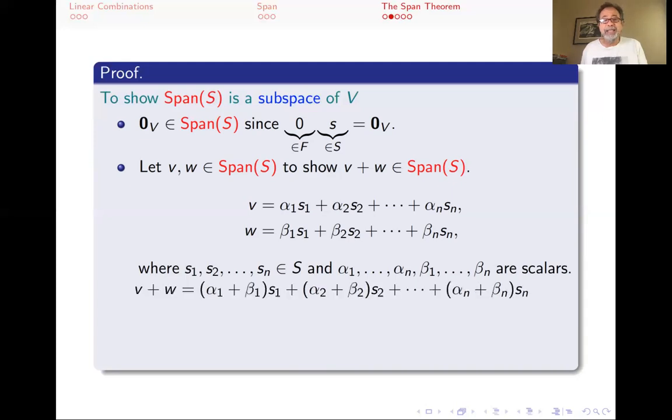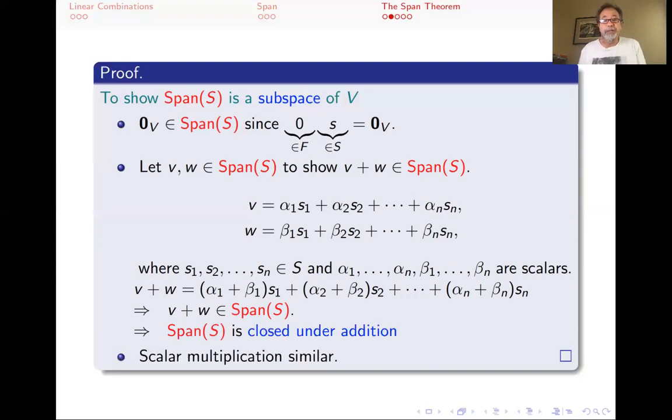Okay, so what do I want to do? I want to add these, and if you add them, you can combine the like terms, and you will see that what you get is also a linear combination of those same elements, because alpha 1 plus beta 1, for example, is a scalar also. And so V plus W is in the span of S, and the span is closed under addition. And scalar multiplication will be a similar kind of argument. So we do have that the span is a subspace of V.